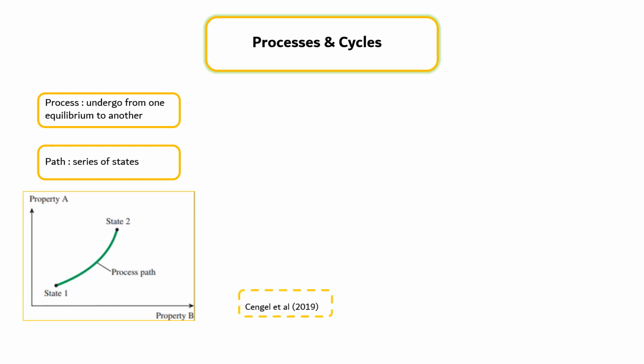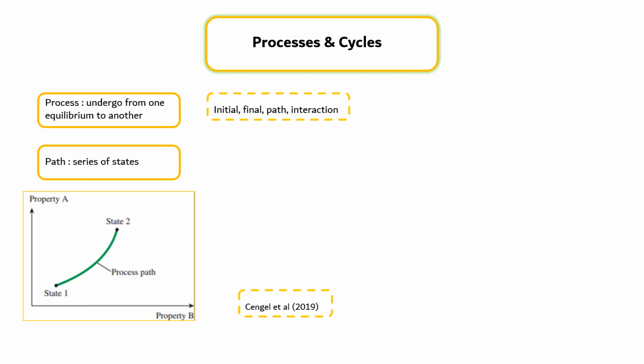Any change that a system undergoes from one equilibrium state to another is called a process, and the series of states through which a system passes during a process is called the path of the process, as shown in the figure. To describe a process completely, one should specify the initial and final state of the process, as well as the path it follows and the interactions with the surroundings.